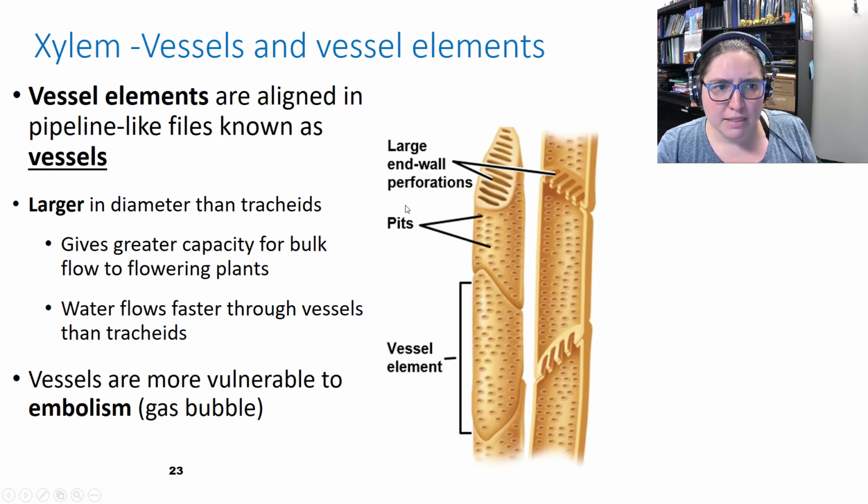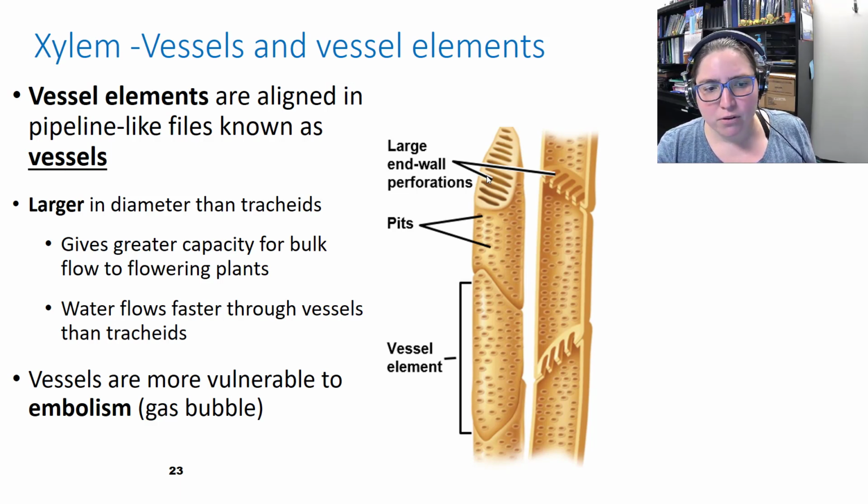Then vessel elements are aligned in a pipe-like file known as a vessel. So here's the vessel element. The whole thing is a vessel. They're larger in diameter than tracheids, which means they can do greater capacity, right? They can move more water, right? A small pipe can move less water than a big pipe. Same idea there. And water is going to flow faster through vessels than tracheids.